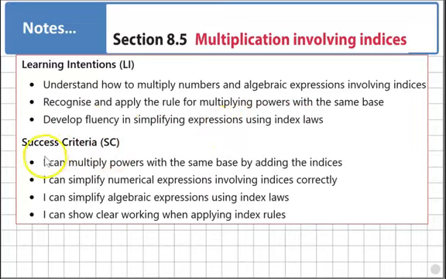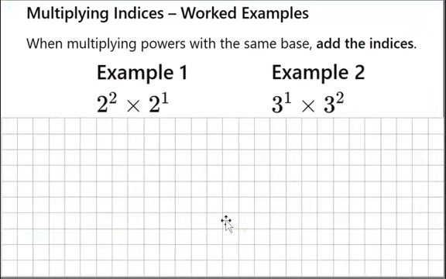Success criteria. I can multiply powers with the same base by adding the indices. I can simplify numerical expressions involving indices correctly. I can simplify algebraic expressions using index laws. I can show clear working out when applying index rules.